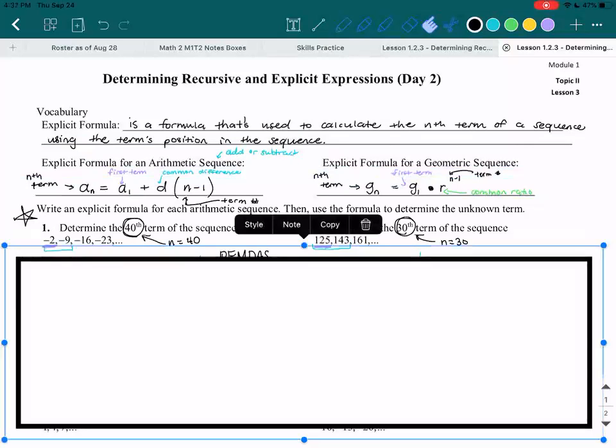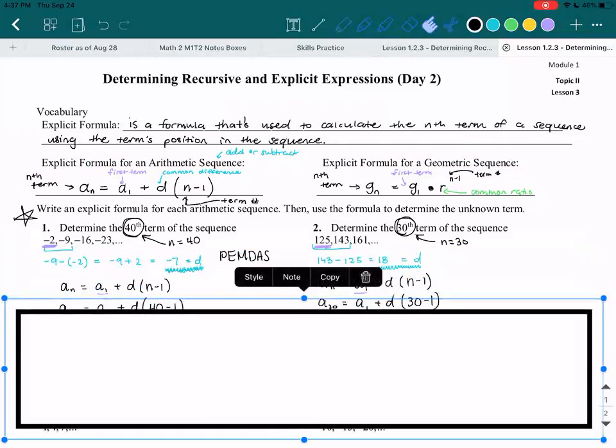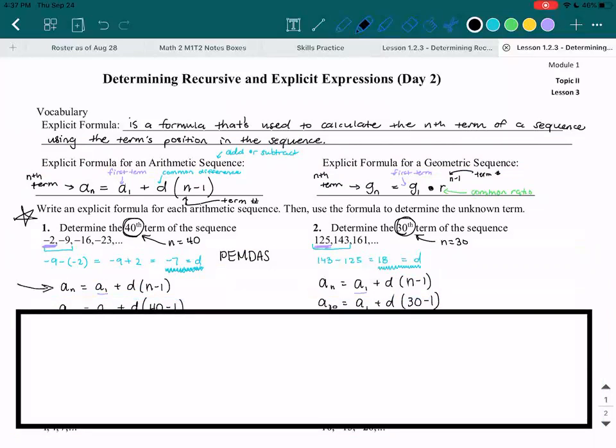Okay? Now let's go down to the next thing. Right here, I wrote down our formula for the arithmetic sequence because they did tell us that these are all arithmetic sequences. So we're only using the arithmetic sequence formula here. So a sub n is equal to a sub 1 plus d times n minus 1.